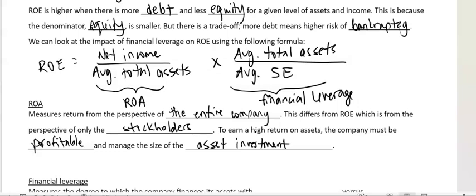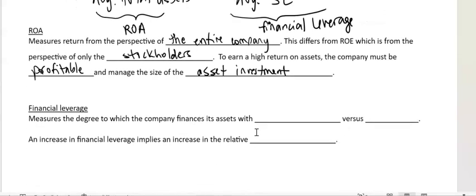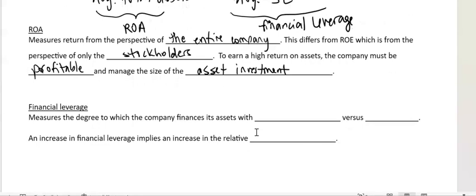And now let's look a little bit more closely at financial leverage. Financial leverage measures the degree to which the company finances its assets with debt, or more specifically, liabilities, versus equity. An increase in financial leverage implies an increase in the relative use of debt, or let's say technically, use of liabilities.